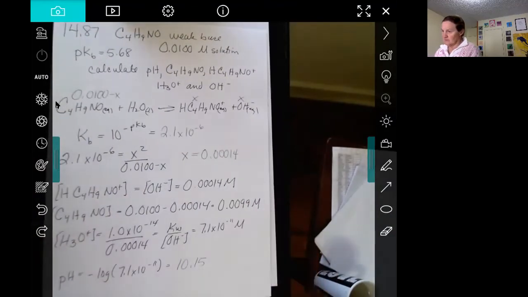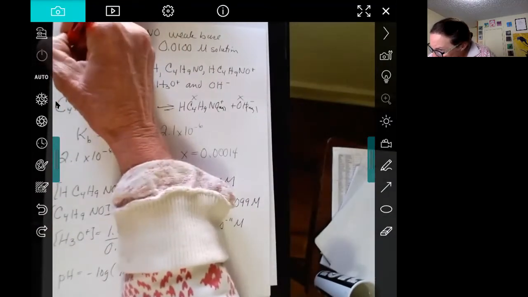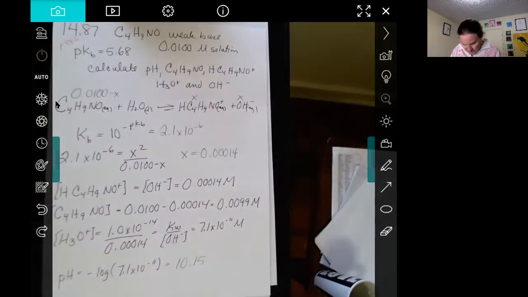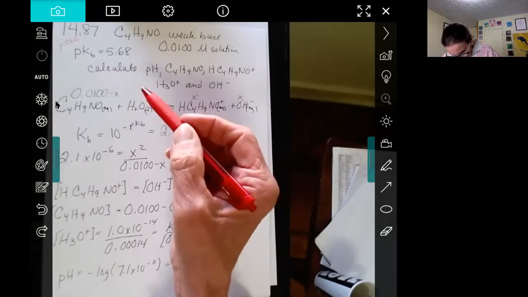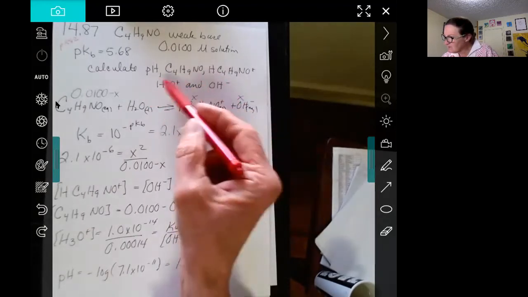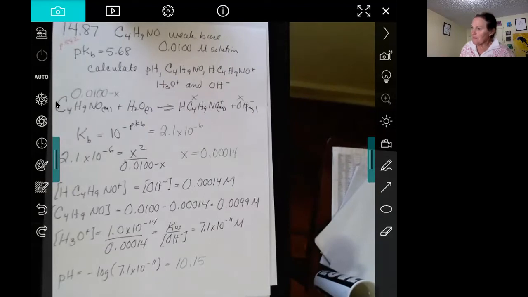Okay, so the next one is a Kb problem, number 87. It's also on page 582. So if we read it together, page 582, 87. It is morpholine. They give us the formula. It's a weak base. They give us the pKb of 5.68. They want us to calculate the pH and the concentration of everything in solution.